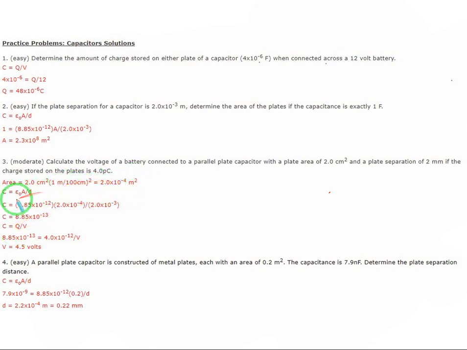Then we have the formula C equals epsilon naught A divided by D. What we need to find is the voltage of the battery. Basically we have the formula Q equals CV, but in Q equals CV, C is missing. So for that we need to find C by this formula, because we have the value of epsilon naught, the value of A, and the value of D. Put in the values and you will have an answer. Then another example, again the same one: need to find the separation distance, and you have everything in this.